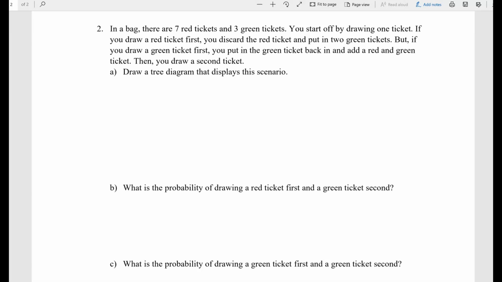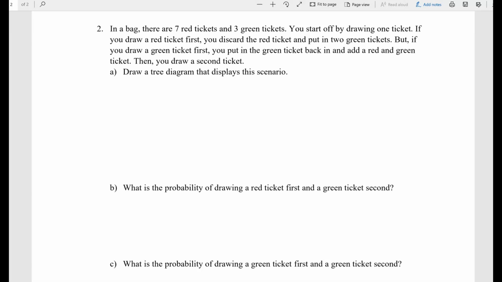So here's the next problem. In a bag, there are 7 red tickets and 3 green tickets. You start off by drawing one ticket. If you draw a red ticket first, you discard the red ticket and put in 2 green tickets. But if you draw a green ticket first, you put the green ticket back in and add a red and a green ticket. Then you draw a second ticket.